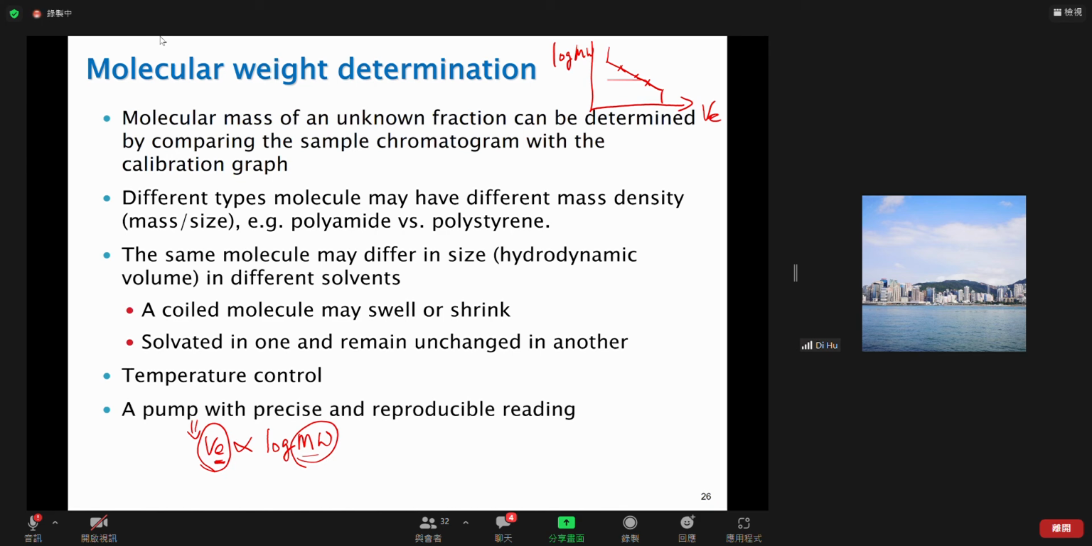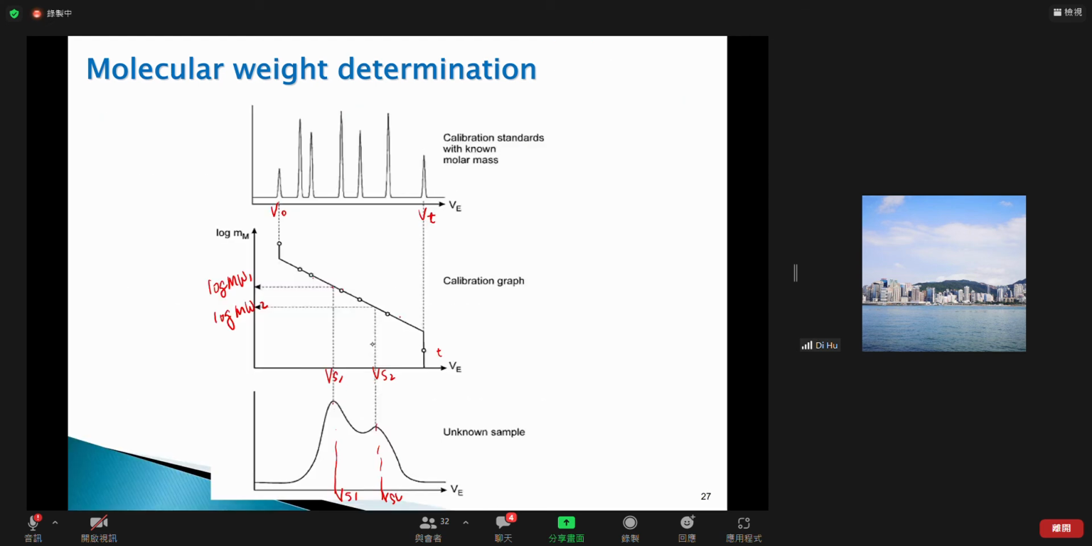And temperature control is because we want the pump head and column thermostatted to 0.1 degrees C. Okay, so we have seen this is how we determine the molecular weight of an unknown polymer.